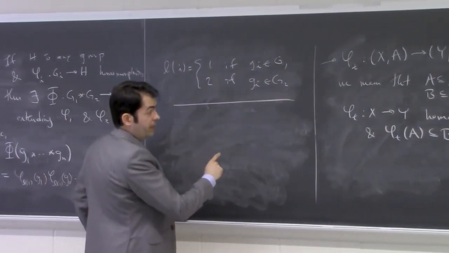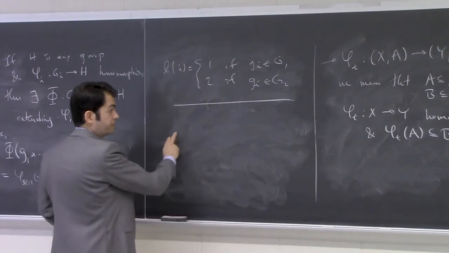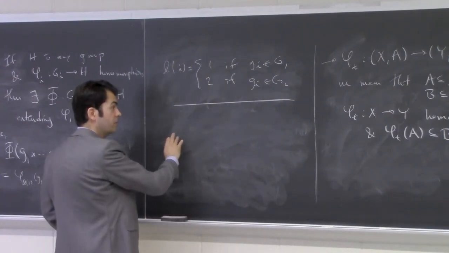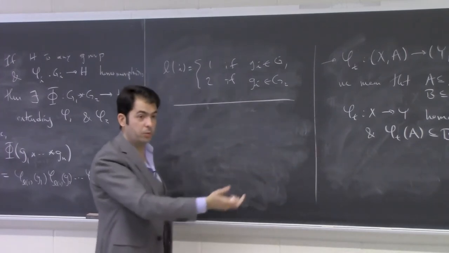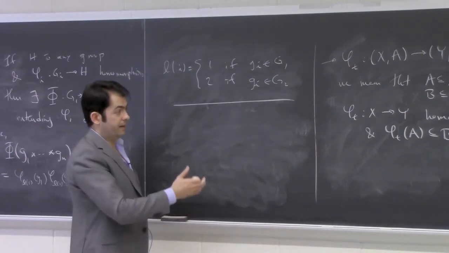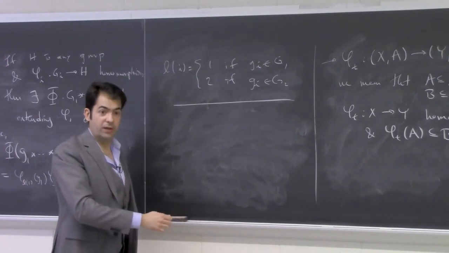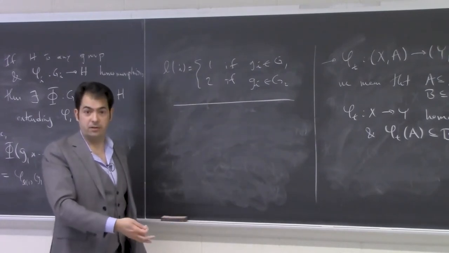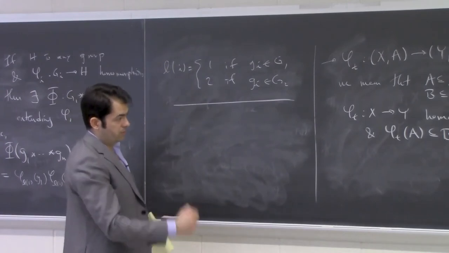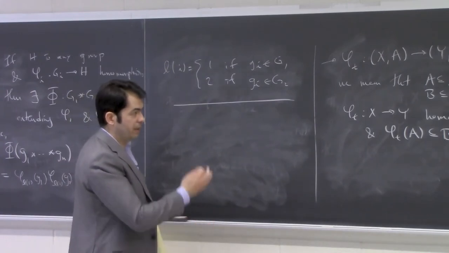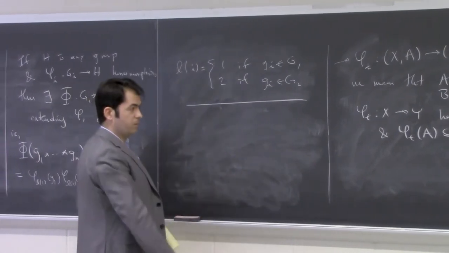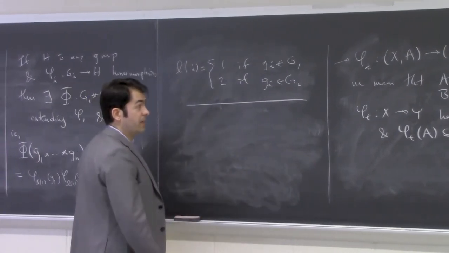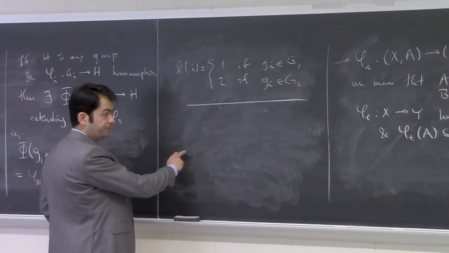So I should say that the Van Kampen theorem holds more generally for an open cover of X by path-connected spaces, as long as intersections are path-connected. When we get around to proving it, I will state the more general version. But for the moment, let's stick with the case of two open subsets.